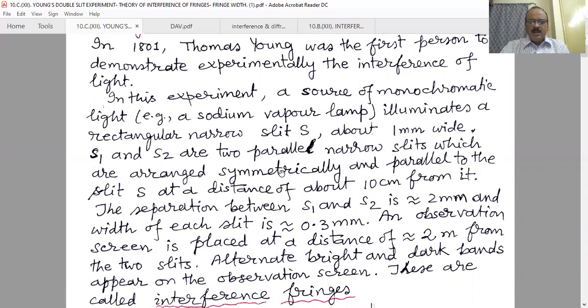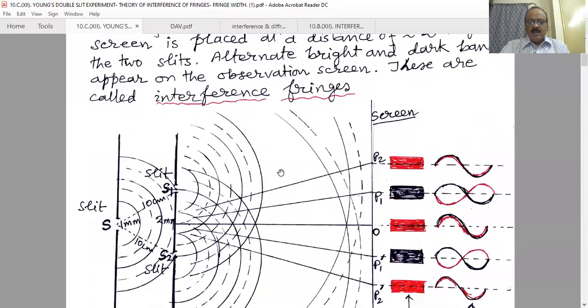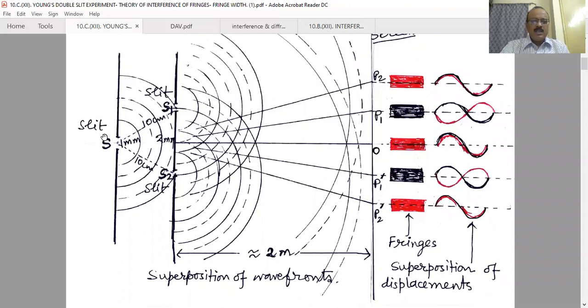That means he was the first scientist to experimentally observe an interference pattern by taking two different sources from the same wave front. How can he arrange it? For that, Young takes one monochromatic source of light, S, let us suppose a sodium vapor lamp, and one slit. Slit means a rectangular hole, and we only draw here the cross section of that slit, about 1 millimeter wide. Then there are two other slits, S1 and S2, equidistant from S. These two slits are also narrower than S, around 0.5 millimeter in width, and both are at equal distances.